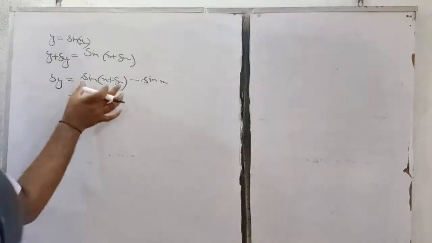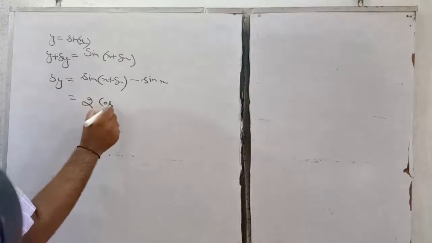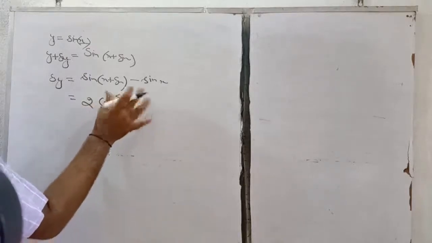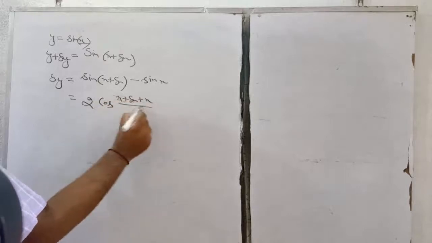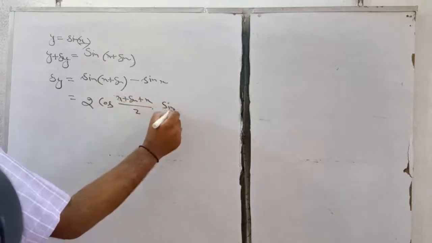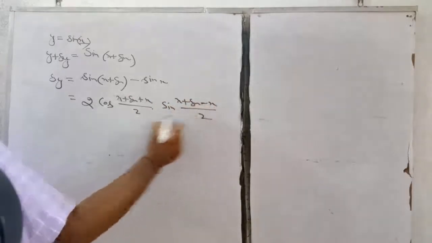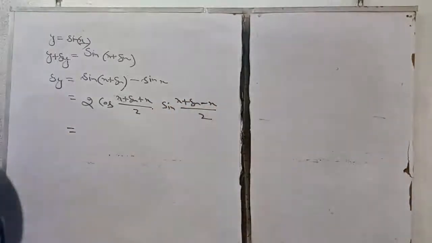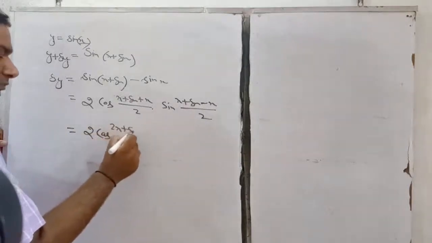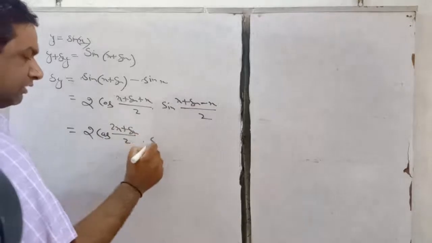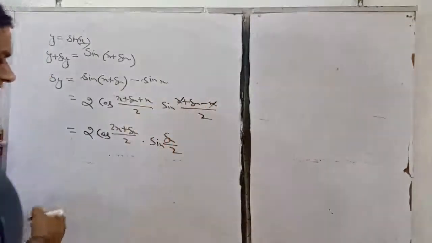Now this is the form sin C minus sin D, and we have a formula that it equals 2 cos((a plus b) upon 2) into sin((a minus b) upon 2), or 2 cos((2x plus delta x) by 2) into sin(delta x by 2), where the x terms cancel out.